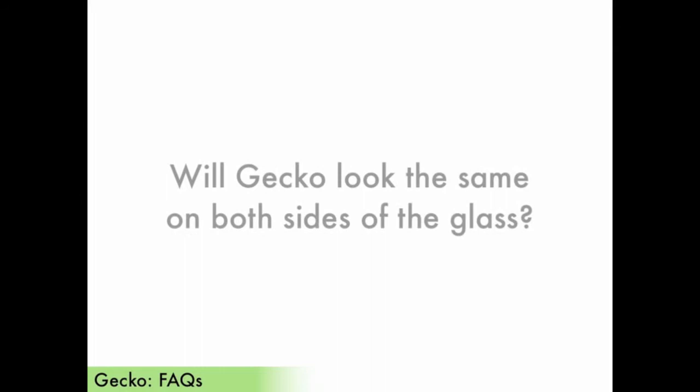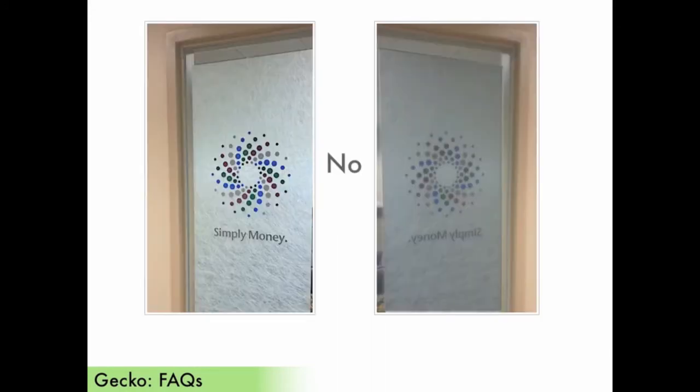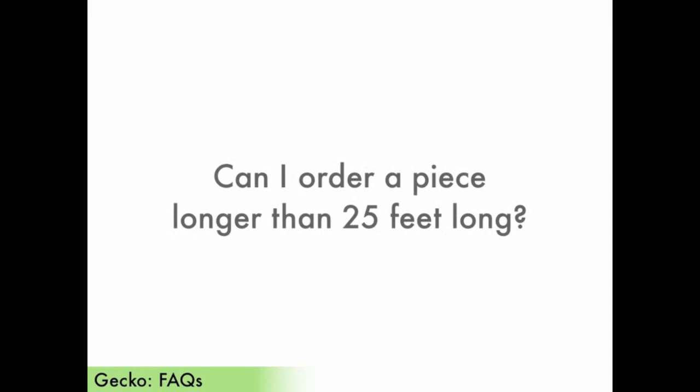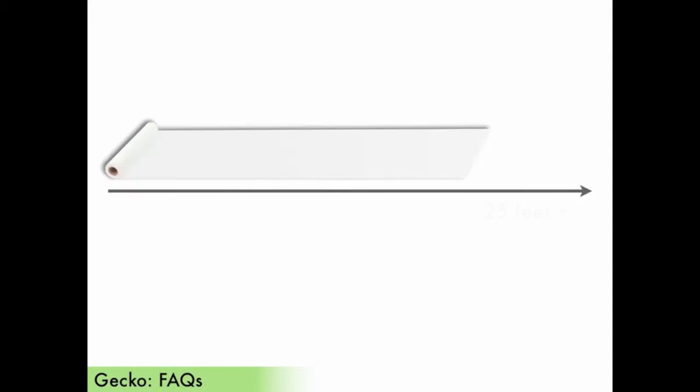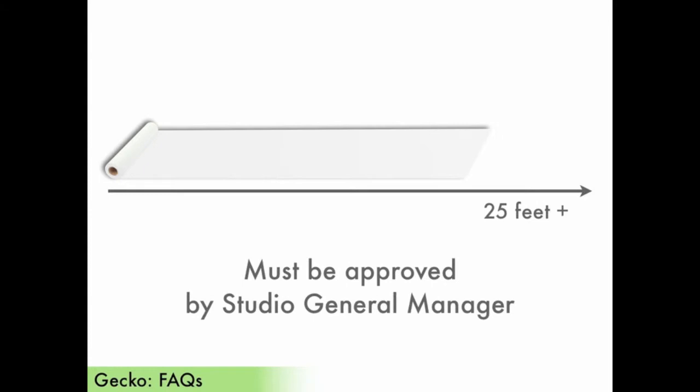Will Gecko look the same on both sides of the glass? The answer to this question is no. The aesthetic of Gecko will differ on the side it is applied on from the other side of the glass. Can I order a piece longer than 25 feet long? This is possible, but it would only be available on a case-by-case basis, and it must be approved by the studio general manager.